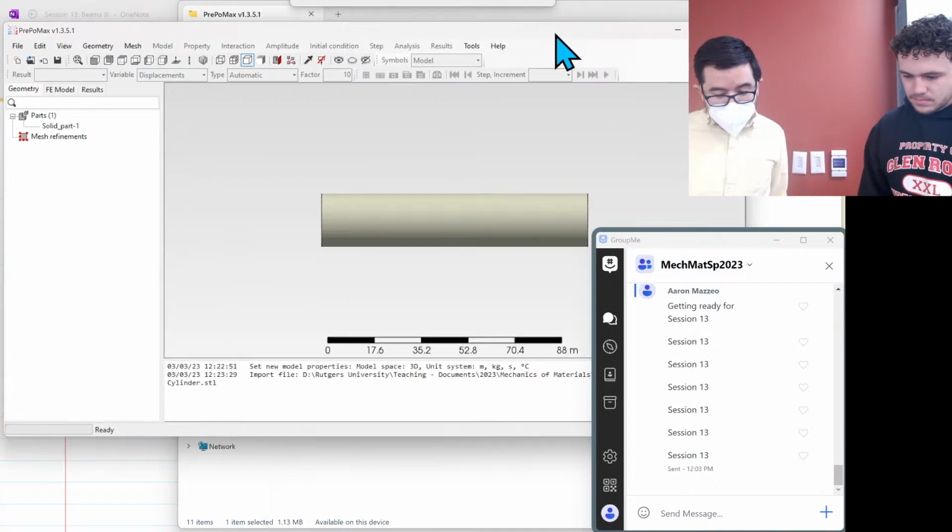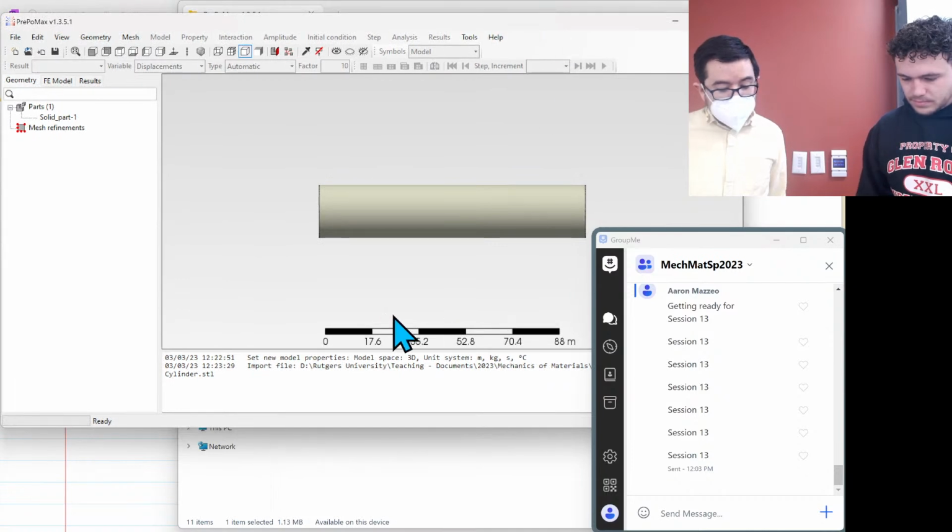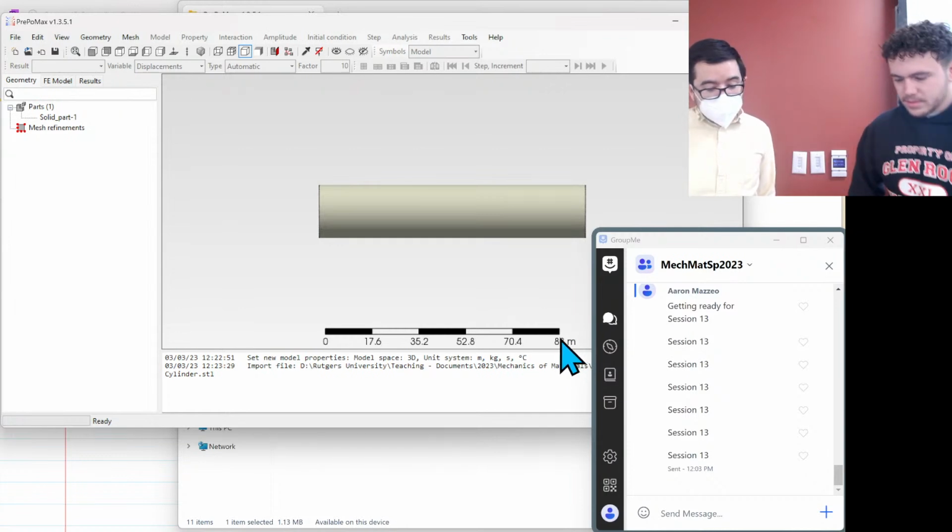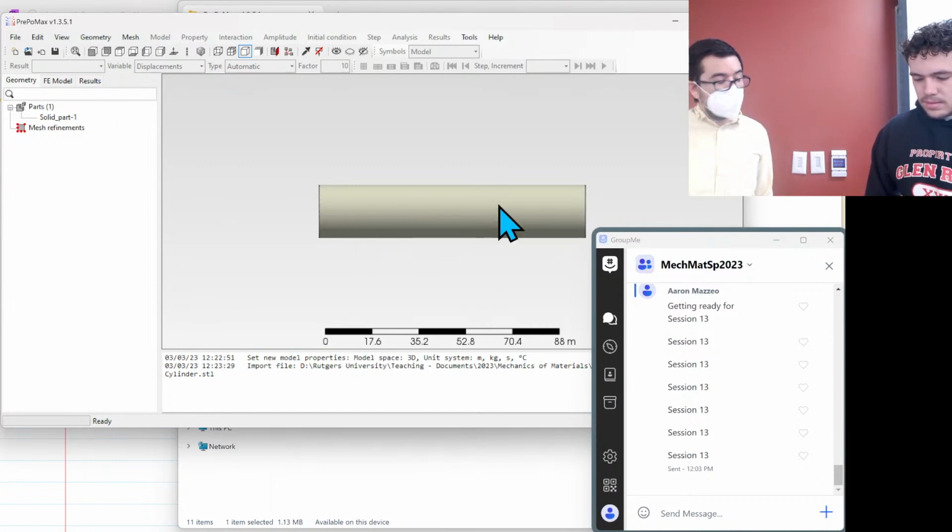So when I see this one, it's definitely too big, right? You can see that it's at 88 meters. It's supposed to be 8 millimeters. It's supposed to be 100. It's supposed to be 100 millimeters, right?